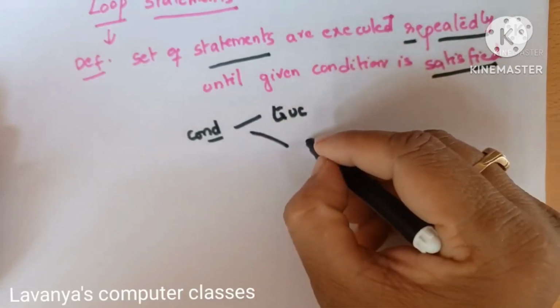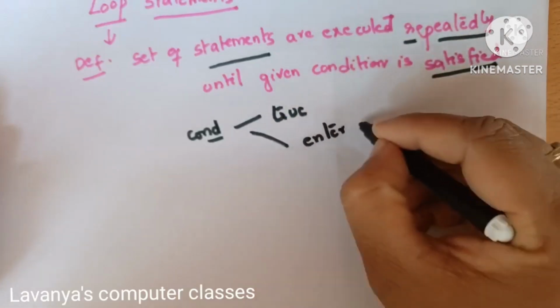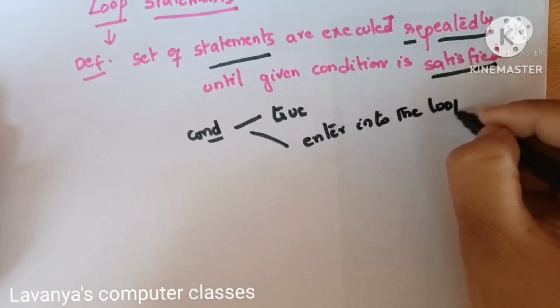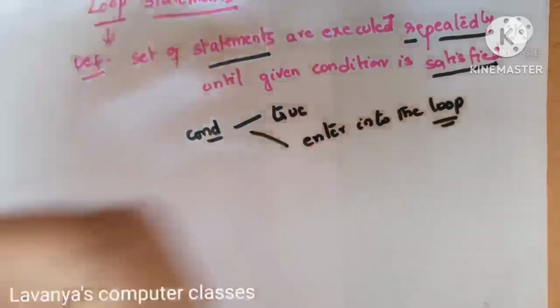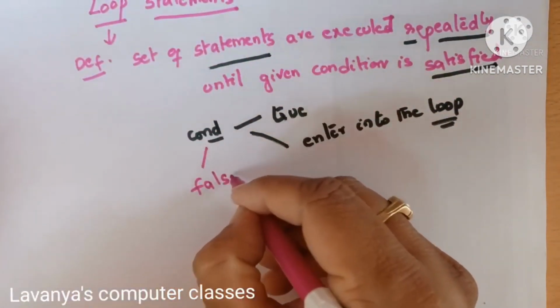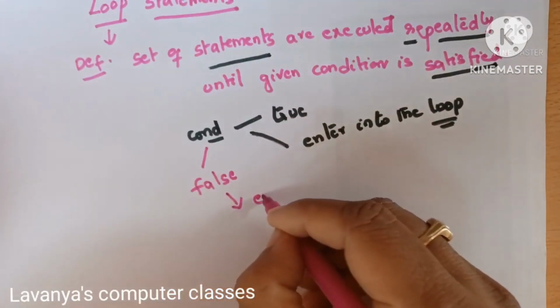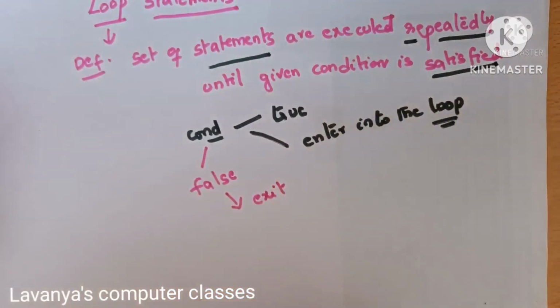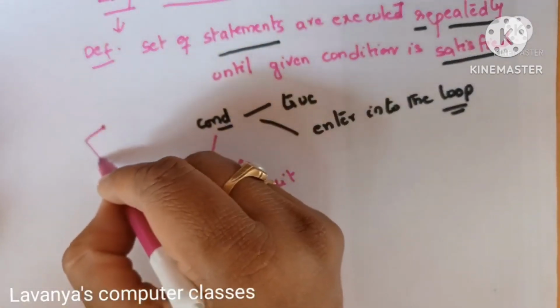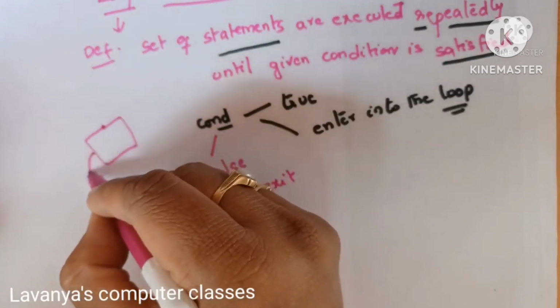So first we check the condition. Either the condition may be true or false. If it is true, entering into the loop statement and executing the set of statements. If the condition is false, then exit from the loop. That means it is not necessary to go into the loop. So depending upon the condition, it is decided how many times you want to repeatedly execute. So it is like a cycle form.